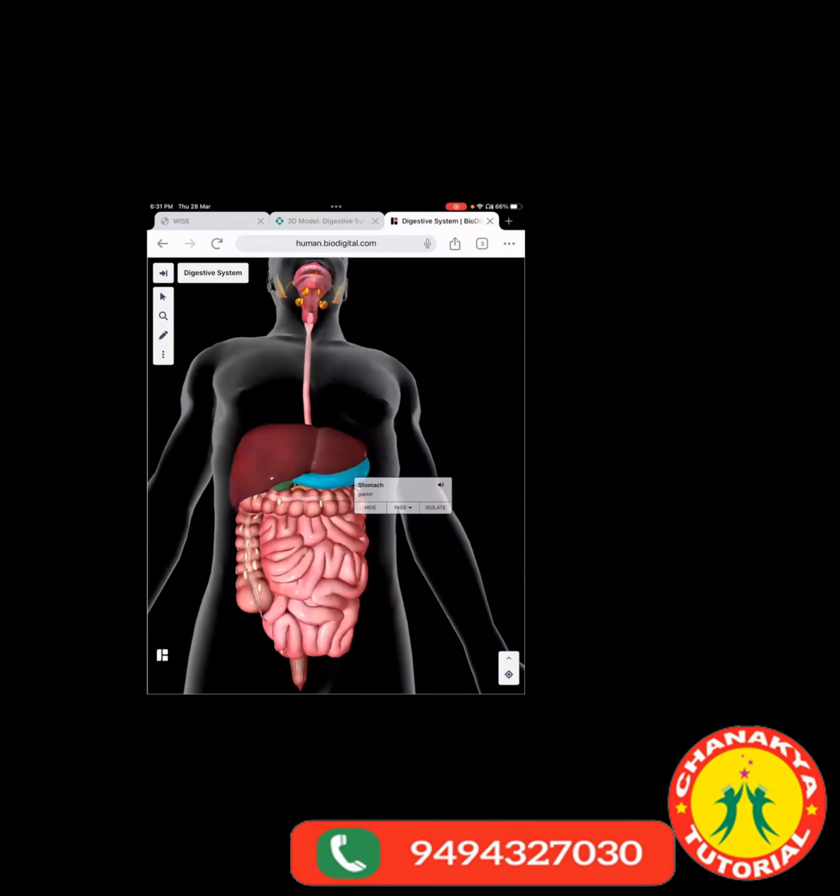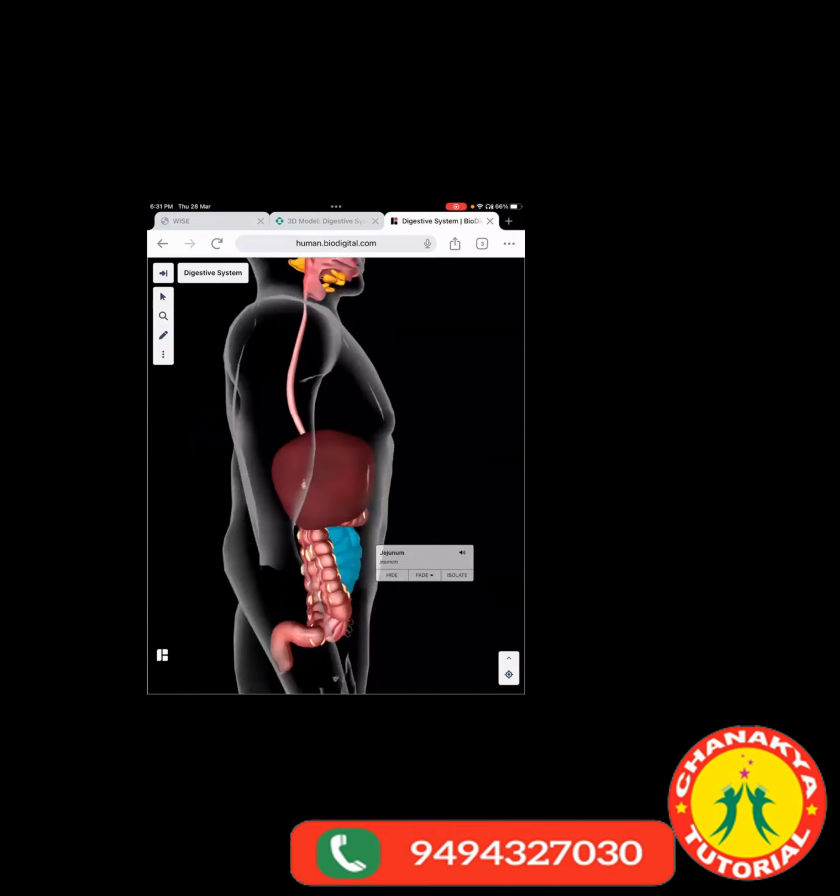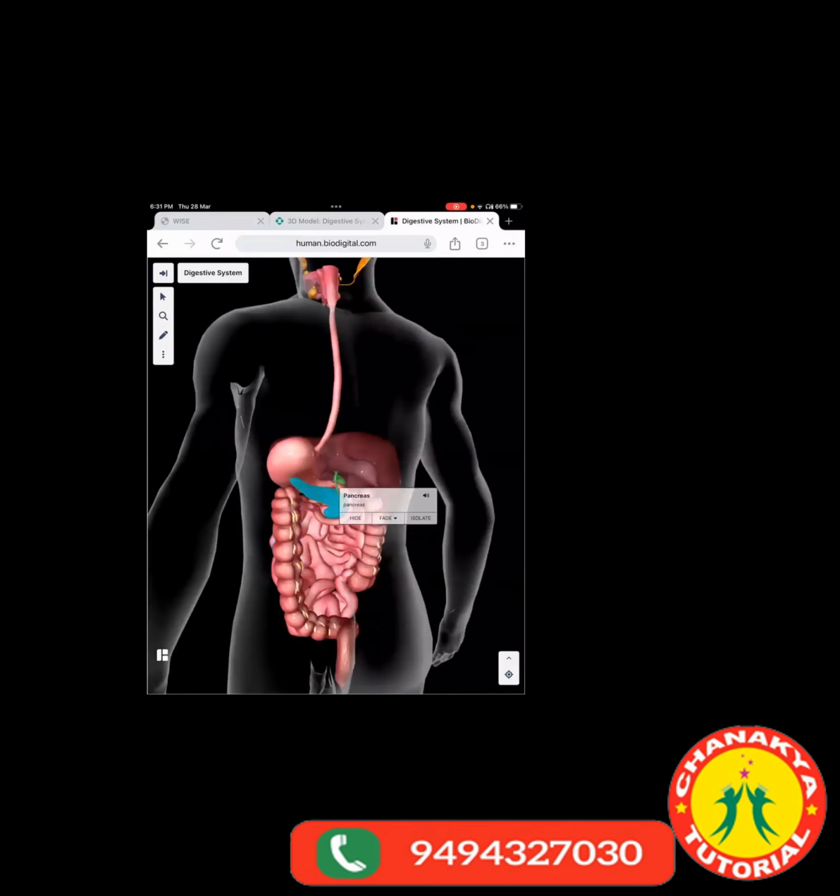Then below the liver is the stomach. Again, you can see a blue color structure there. It is the stomach. Then this is the gallbladder. Near the stomach will be the gallbladder, and above it will be the liver. Then the pancreas, basically, we cannot see from the front, but from the back we can see. This is the pancreas.